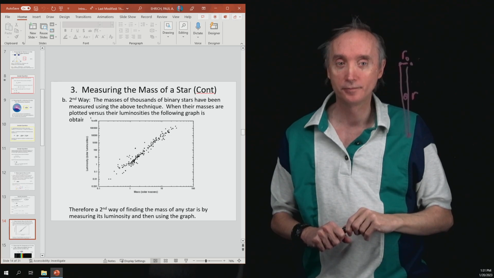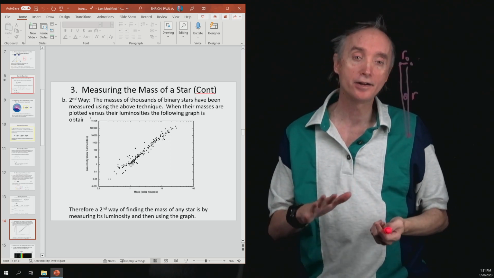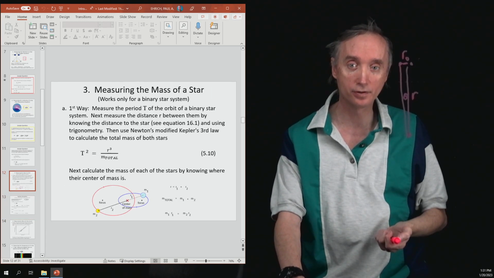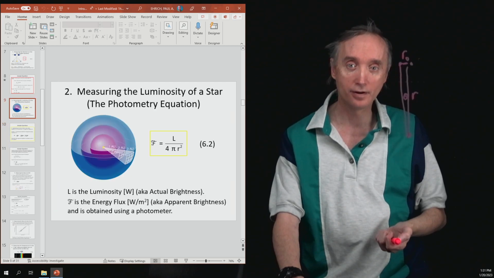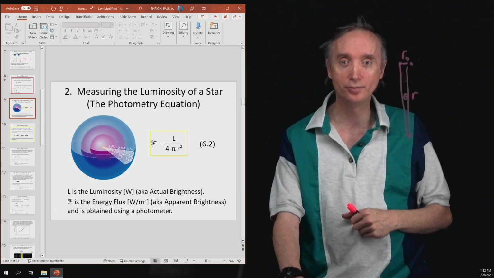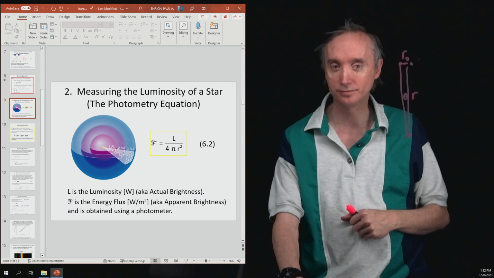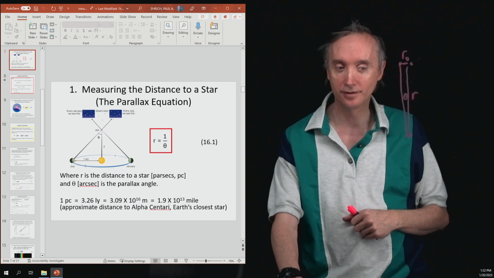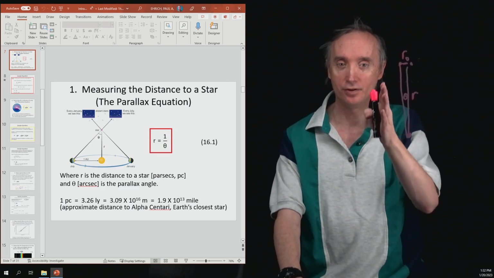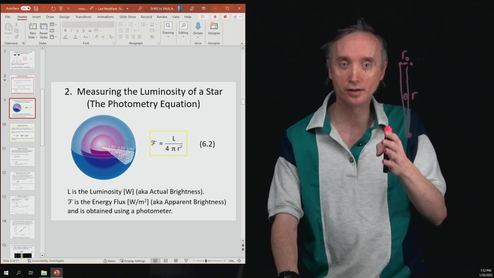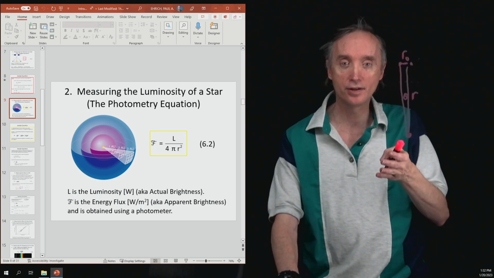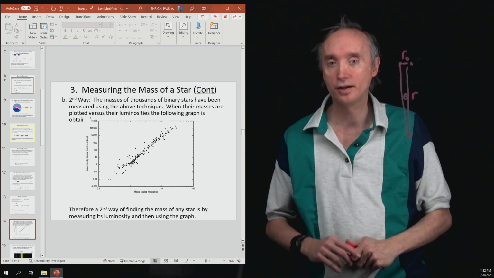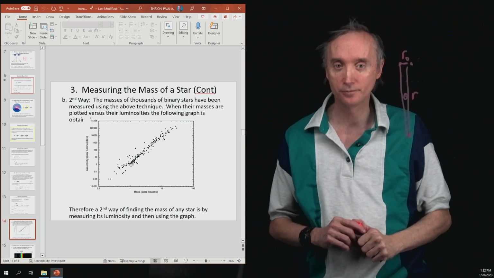Pretty impressive. Okay. And again, how did we get the luminosity? Remember, dominoes. You got the luminosity from back here, by using the photometry equation. And how did you get the R? You get the R from back here. So it's a whole bunch of dominoes. If you know the R, then you can calculate the luminosity. And now that you've got the luminosity, you can use it to calculate the mass of a star. Pretty cool.